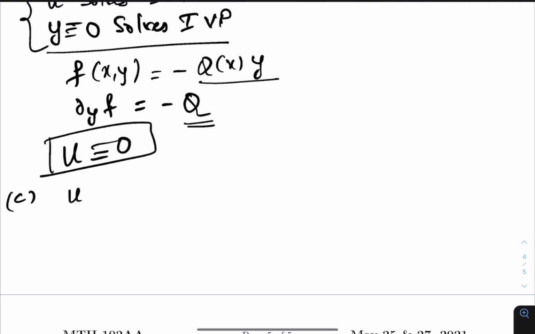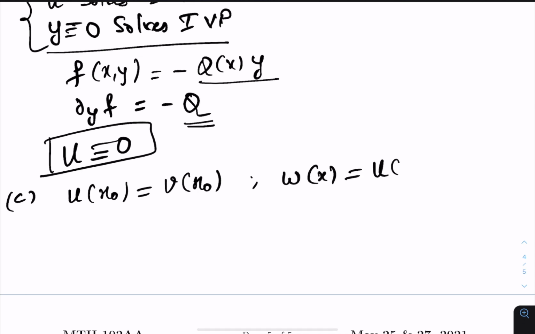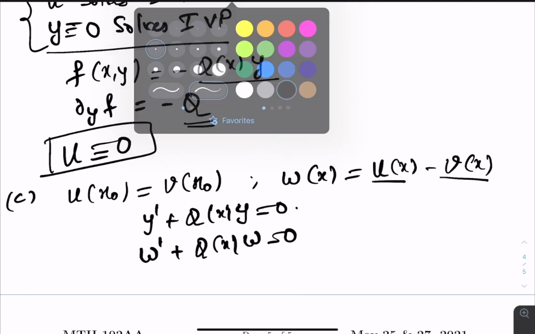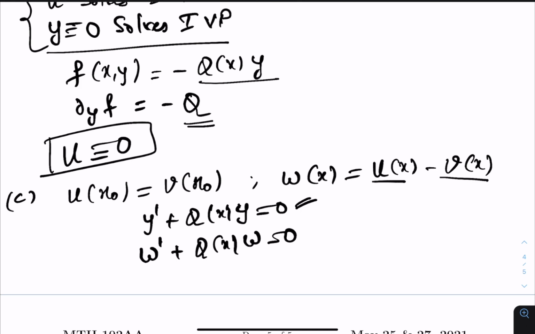So you are given u and v, both are solutions, and they are such that u and v coincide at x naught. What we do is that we define a new function, let's say w, which is u minus v, right? Now what happens to w is, since u and v are solutions of that ODE y prime plus q(x)y equals 0, w is also a solution to this ODE, right? Because of the linearity of this ODE. You can verify that quickly. You can just substitute this. You can see that u prime plus qu will vanish, v prime plus qv will vanish. So therefore w prime plus q(x)w will vanish. Okay.